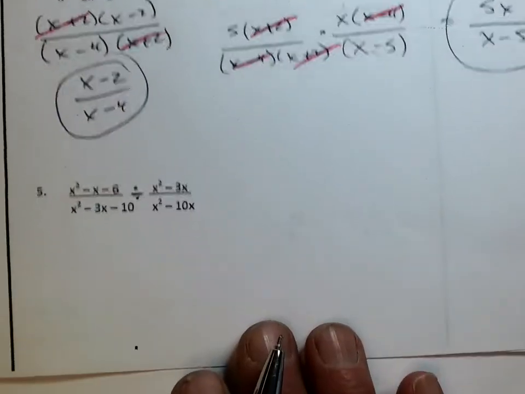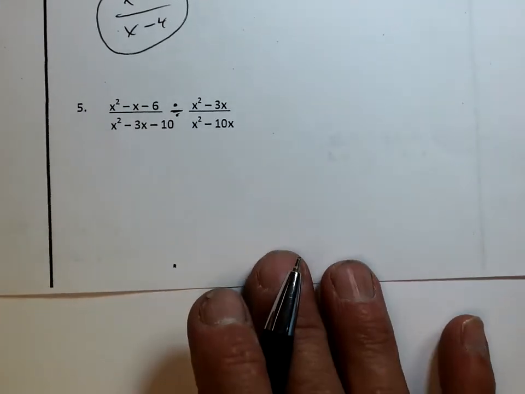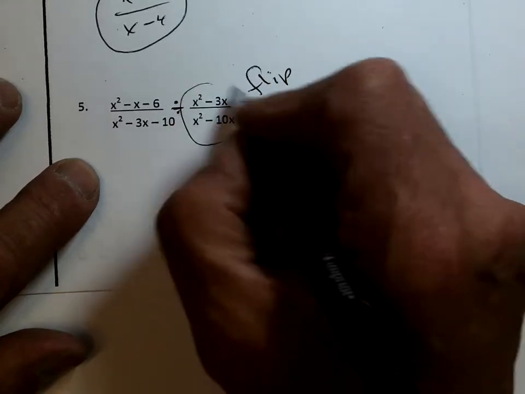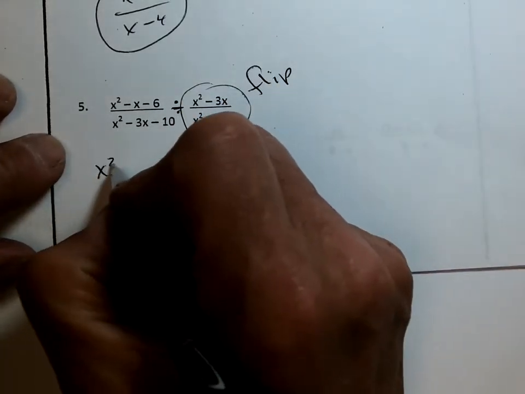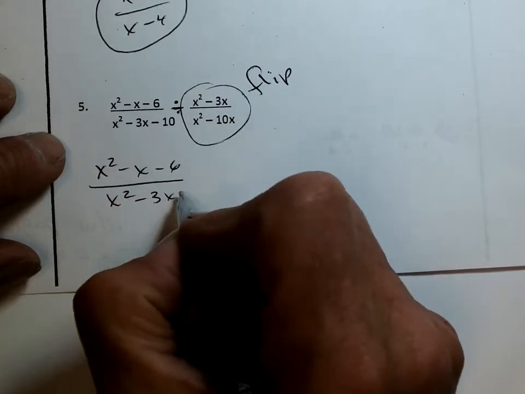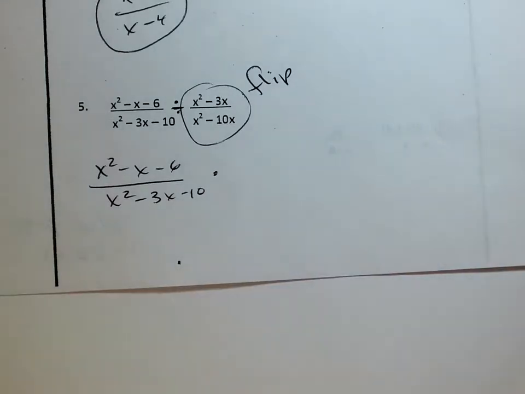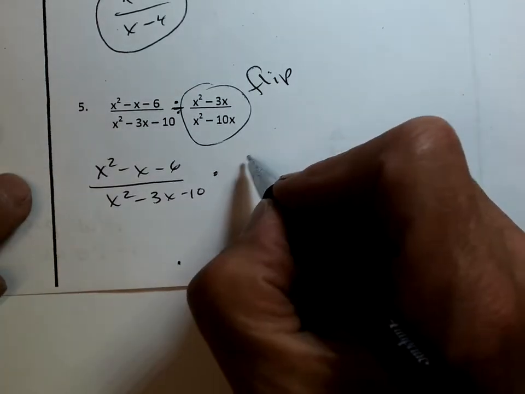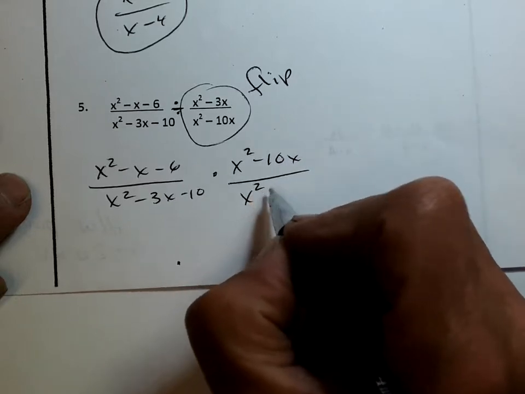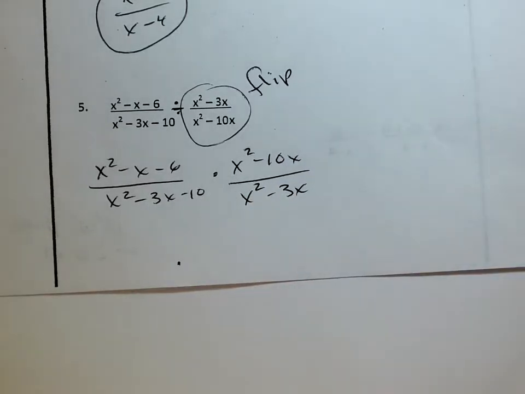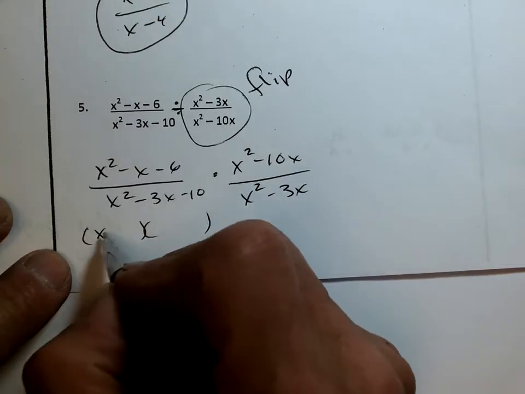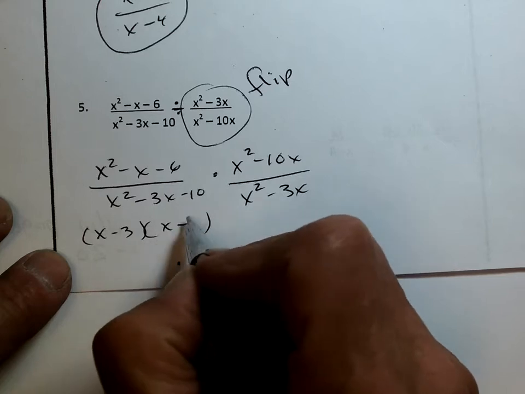Okay. Example 5. Let's flip it first, then we'll factor. x squared minus x minus 6 over x squared minus 3x minus 10. But we're going to flip and multiply. Invert. The expression is invert multiply. x squared minus 10x over x squared minus 3x. Okay, good. Let's factor. So if we factor the numerator, x minus 3, x plus 2.